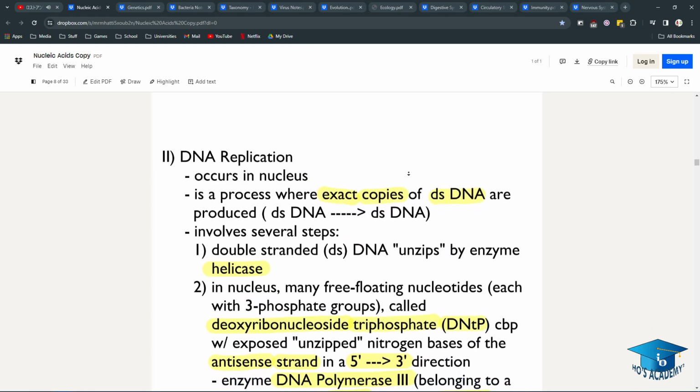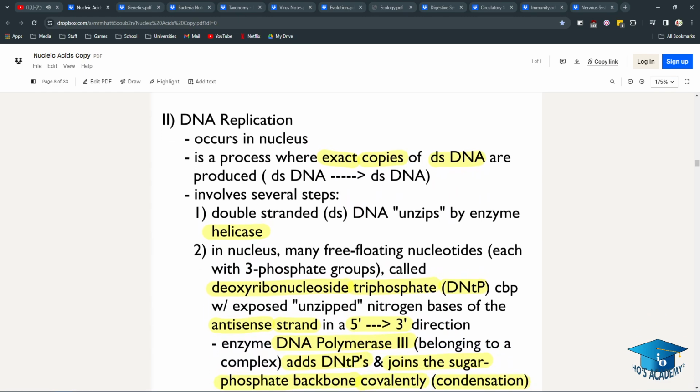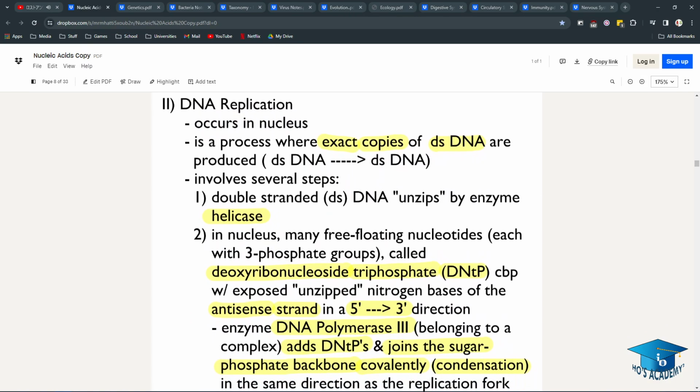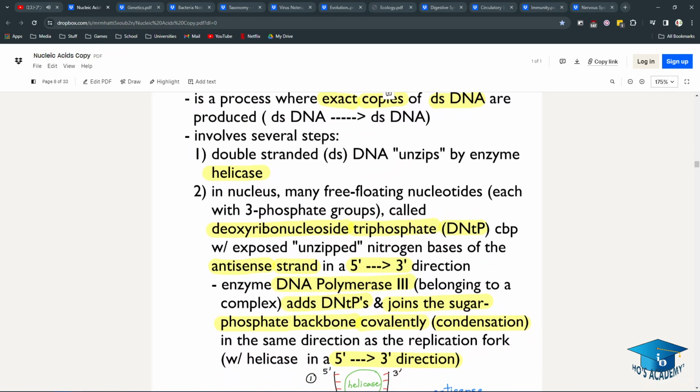Okay, DNA replication, very big, lot to explain. DNA replication occurs in the nucleus and is a process where exact copies of double-stranded DNA are produced. Double-stranded DNA is made into new double-stranded DNA in a semi-conservative fashion. So it involves several steps.